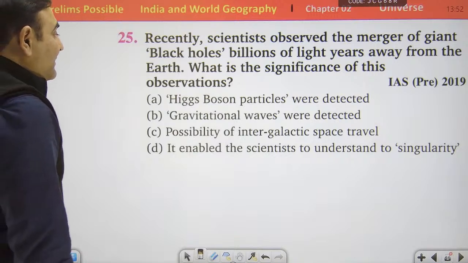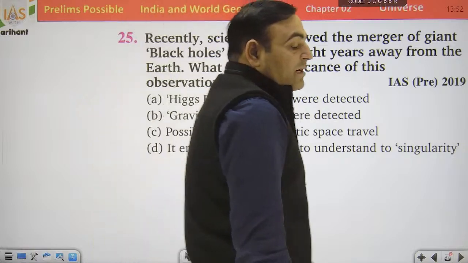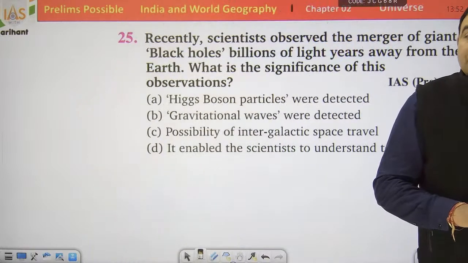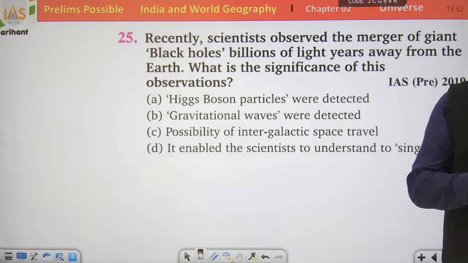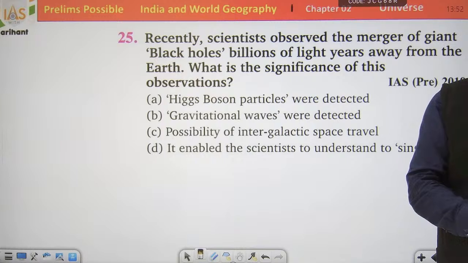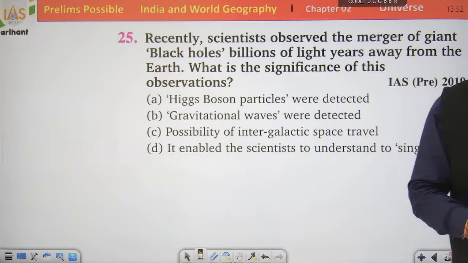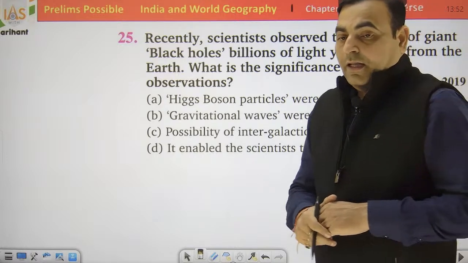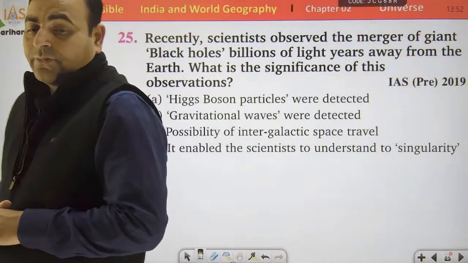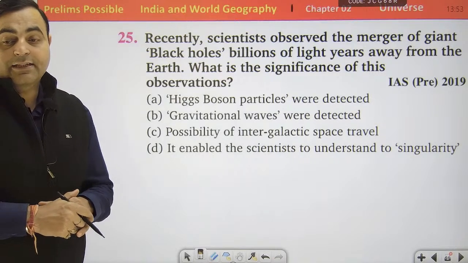Recently, scientists observed the merger of giant black holes, billions of light years away from the Earth. What is the significance of this observation? The options are: gravitational waves, Higgs boson, possibility of intergalactic space travel.